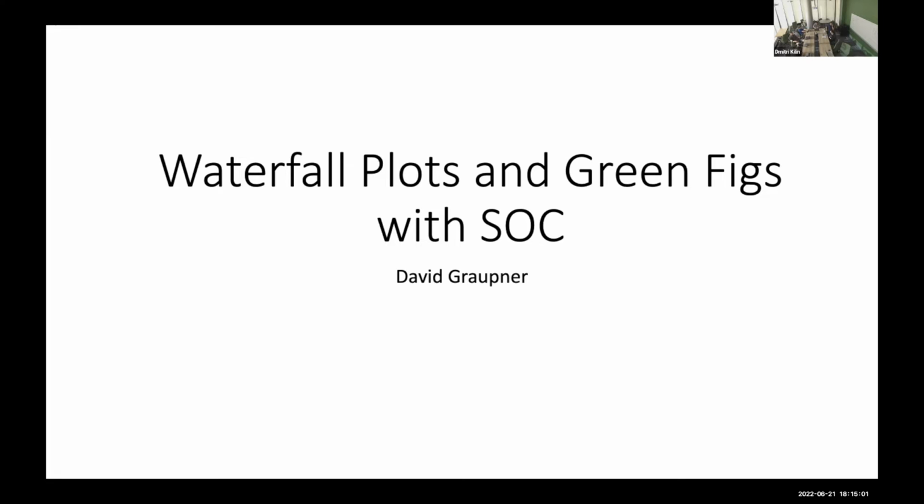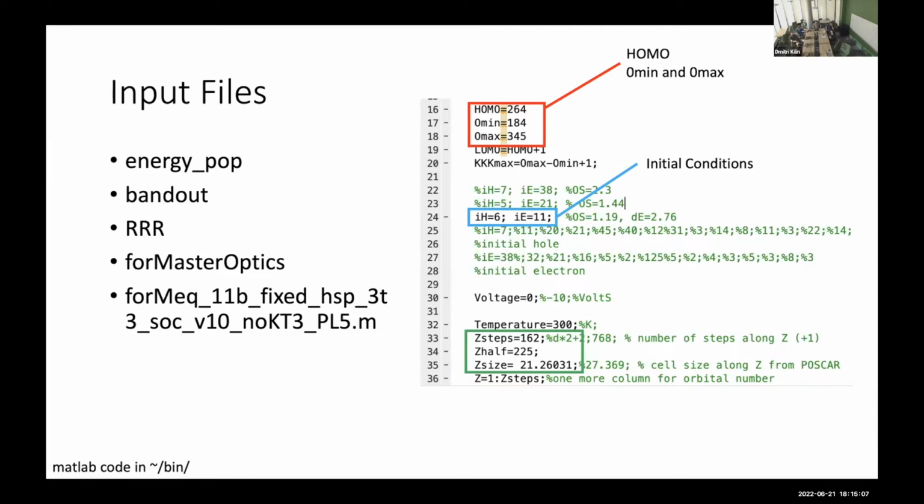Okay, floor is yours. So we're looking at the MATLAB code that we've been looking at. There is a different version for spin orbit coupling, which has a really long MATLAB script name. You can find it in the bin on NERSC, at least on NERSC. I think I added both NERSC and Photon bin, assuming Photon's working. Should be working. You also need the four master outputs, the RRR, the band out, and the energy pop, of which about the last 6 people have all covered how to make.